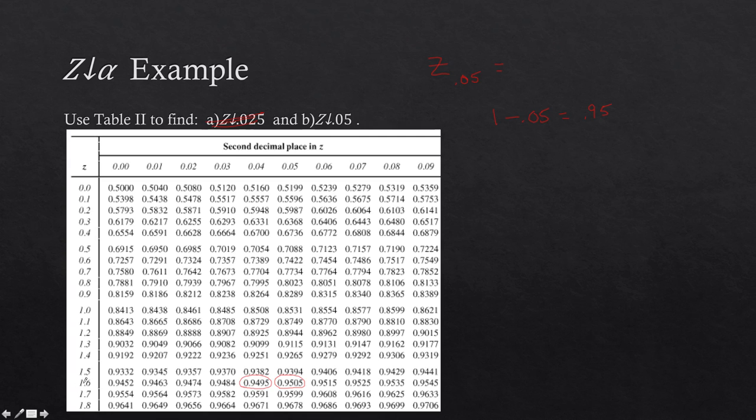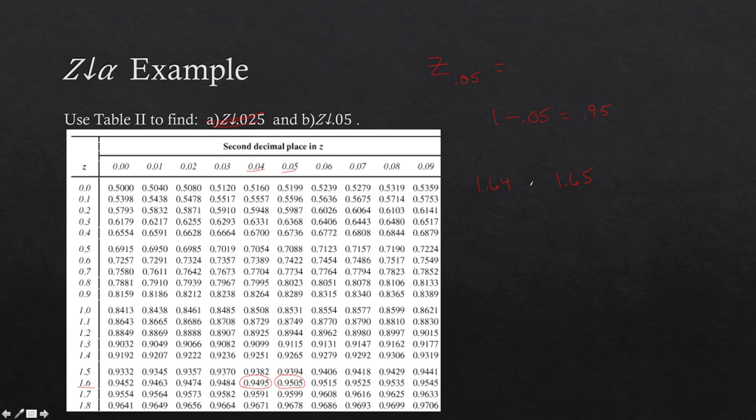Well, this is obviously 1.6 for both of them. So it's 1.64 and 1.65 when you read up the table to find out what the z-scores are. This is what we're looking at here. 1.64, 1.65 for those two areas.